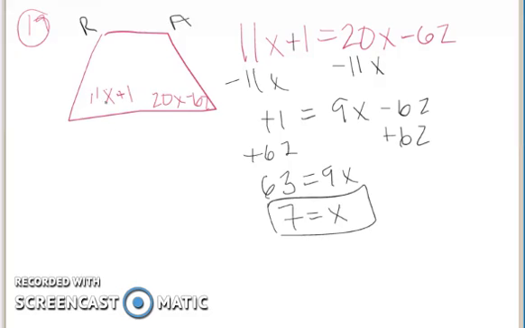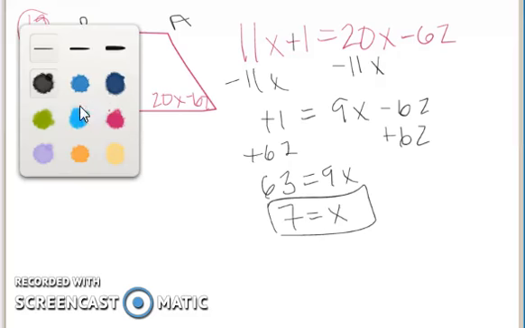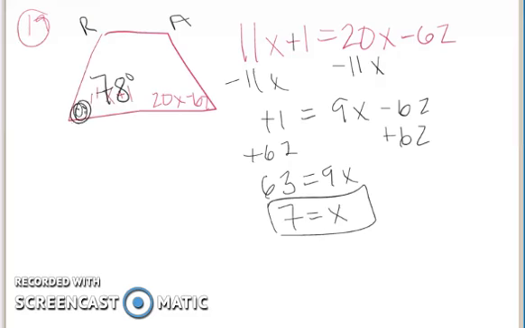If I plug 7 in here, that's 77 plus 1, so I get 78 degrees right here. And these two are going to be supplementary. So this angle and this angle are supplementary. So 78 would be 102, and then these are base angles, so they're congruent. So we get R is equal to 102, and A is equal to 102.